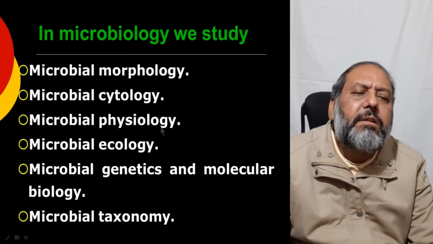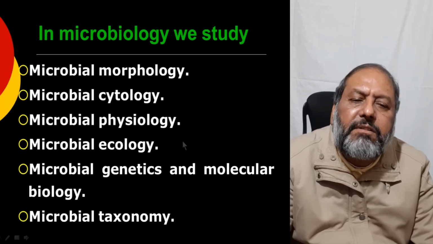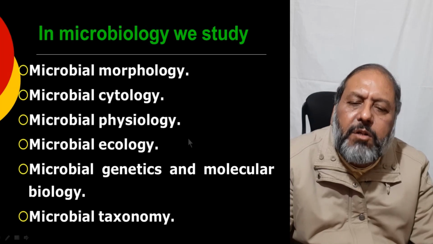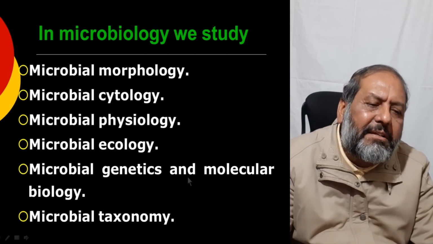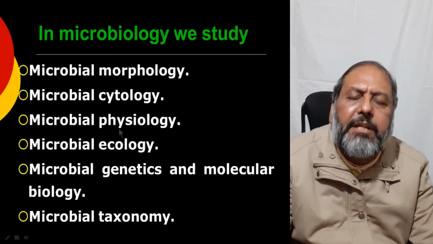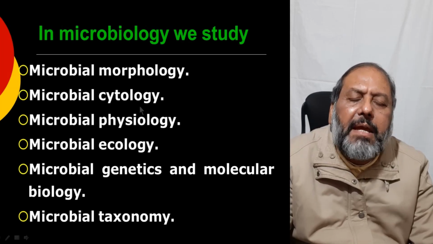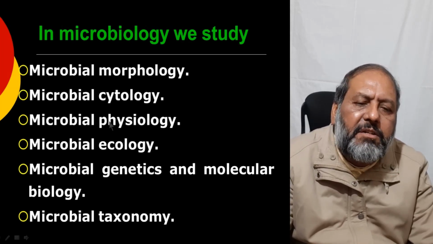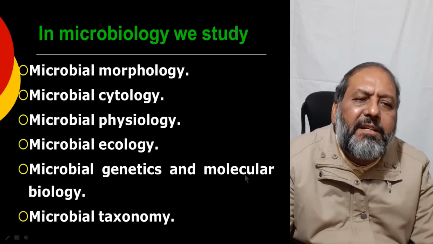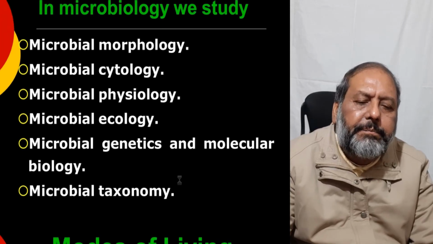In microbiology, we study microbial morphology, microbial cytology, microbial physiology, microbial ecology, microbial genetics and molecular biology, and microbial taxonomy. It means that morphology tells the shape of the bacteria, and the other parameters like physiology, ecology, and genetics of the microbes are studied under the different headings which are just here.